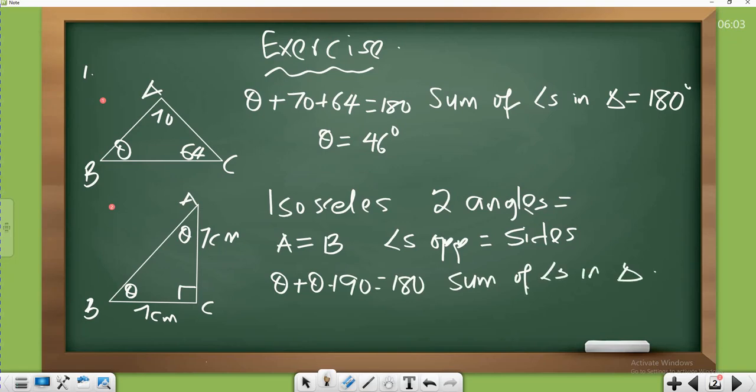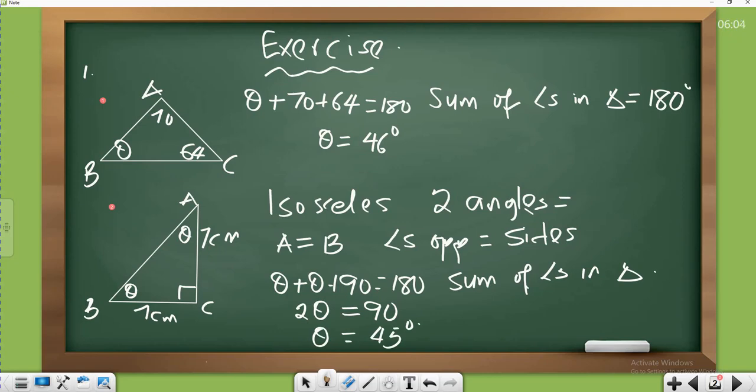Theta plus theta will then be 2 theta. All right, can I move this 90 over? It gives me 90. And then I can divide both sides by 2. Theta therefore equals 45 degrees. That's very easy to do now.